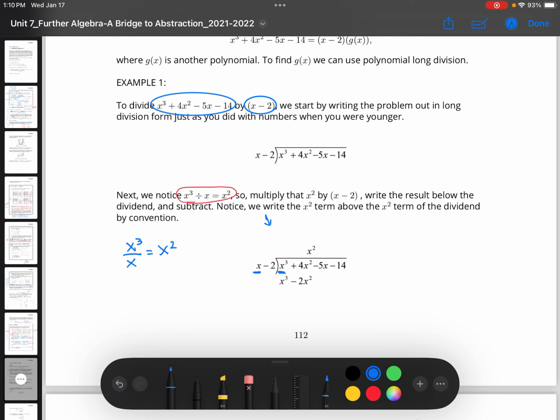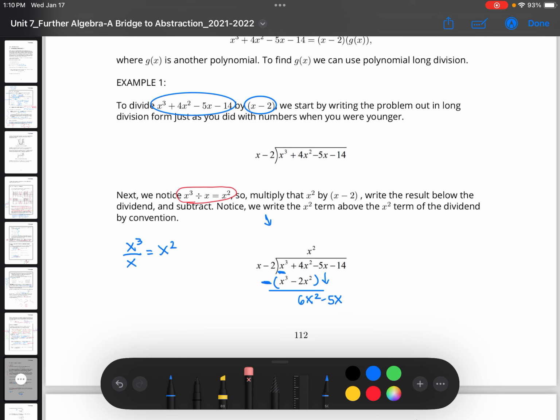Then what I'm going to do next is subtract. When I subtract, x cubed minus x cubed cancels, which is what I wanted. That negative with this negative would make this into a positive 2x squared. So when I subtract a negative 2x squared, it becomes a positive, so that's going to add up to 6x squared. Then we drag the next number down, and we do this all over again.